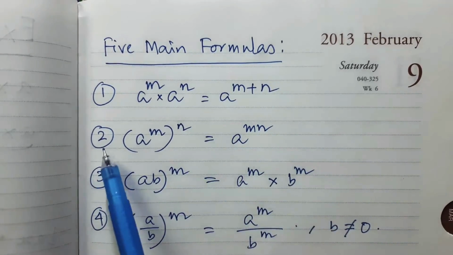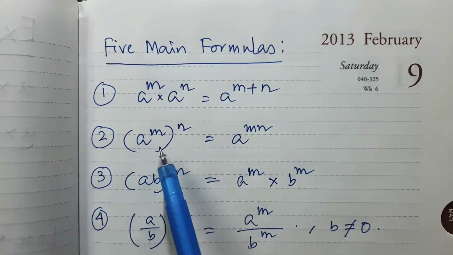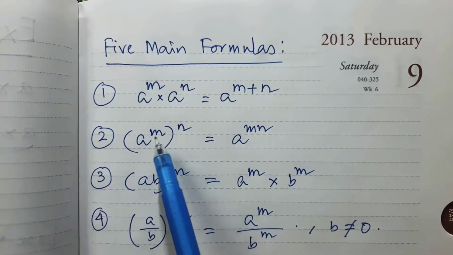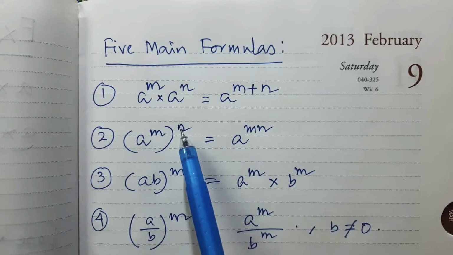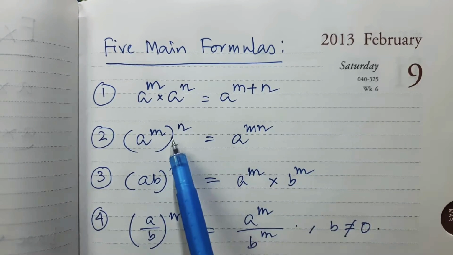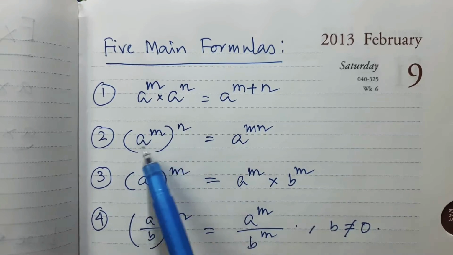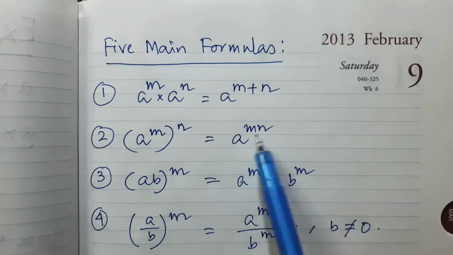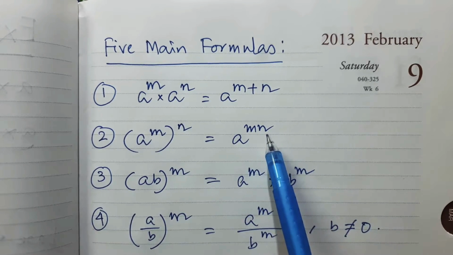Now this is formula number 2. In this formula, only a single base is there and there is an exponent of an exponent, that is a to the power m, whole to the power n. Whenever you see this kind of scenario, we will just multiply the exponents, like m into n.